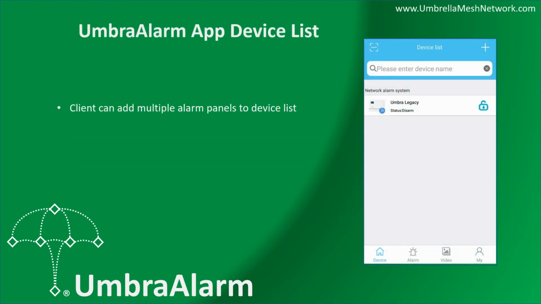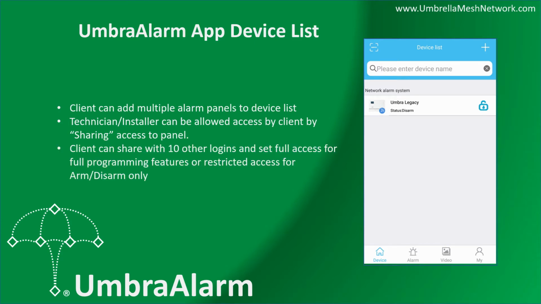UmbraAlarm app device list. The client can add multiple alarm panels to the device list. The technician installer can be allowed access to any of these panels by sharing access to the panel. The client can share with up to 10 other logins and set full access for full programming or restricted access for arm or disarm.